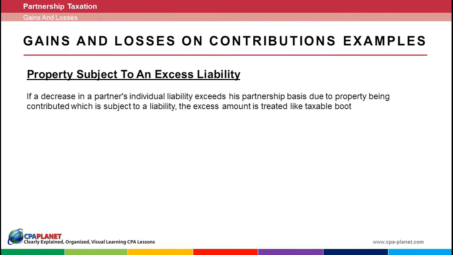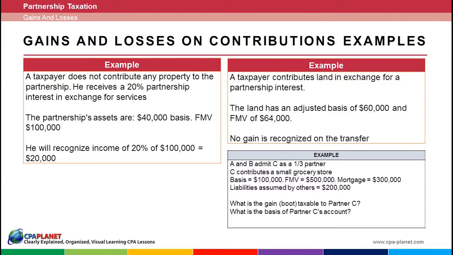So if a decrease in a partner's individual liability exceeds his partnership basis due to property being contributed, which is subject to a liability, the excess amount is treated like taxable boot. So if he receives more liability assumption than his basis, then he's going to have to recognize that as taxable gain when he contributes the property. And there's some examples of that you should definitely take a look at in the notes.